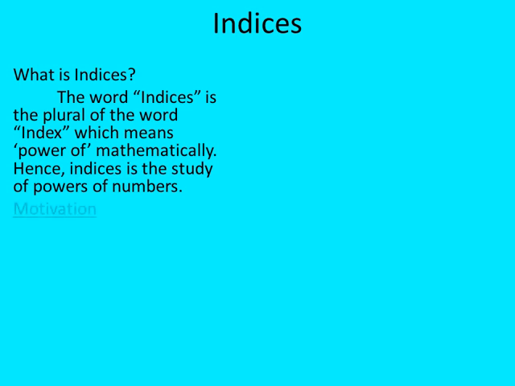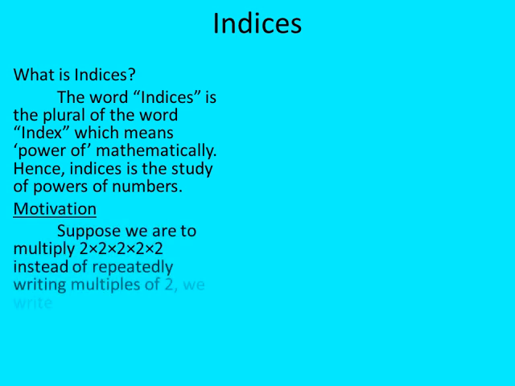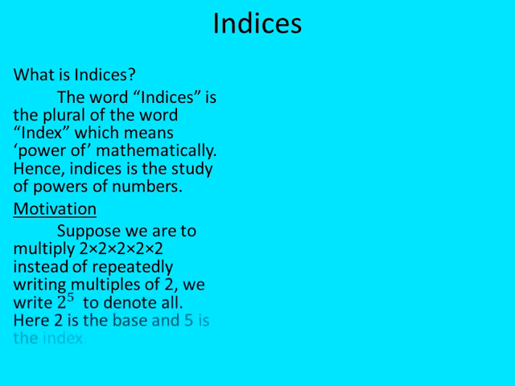Here is a motivation for you. Suppose we are to multiply 2 times 2 times 2 times 2 times 2. Instead of repeatedly writing multiples of 2, we write 2 raised to power 5 to denote all. Here, 2 is the base and 5 is the index. There are certain laws that govern indices, and few of the laws are listed below.